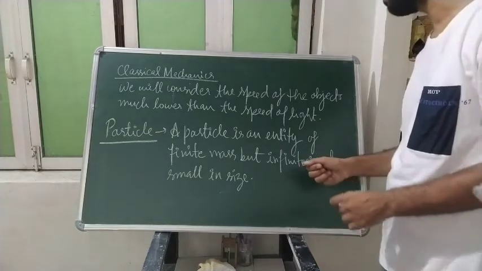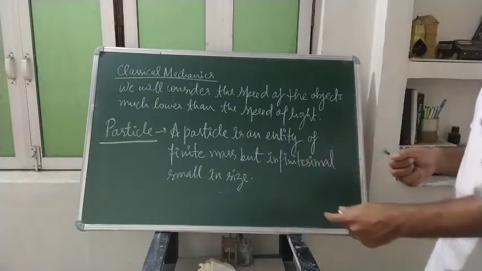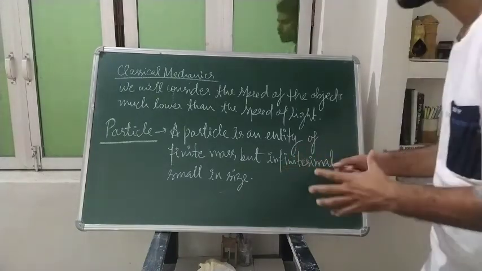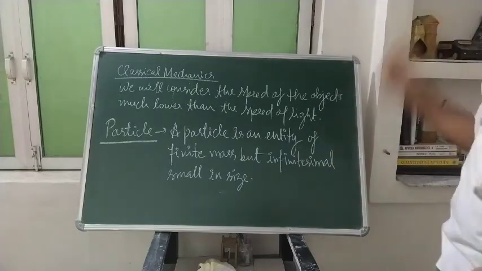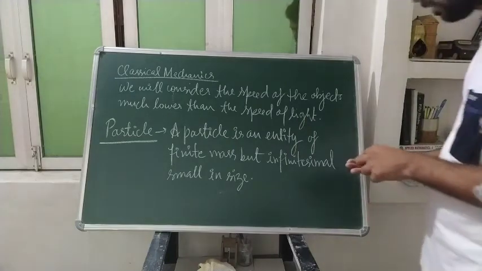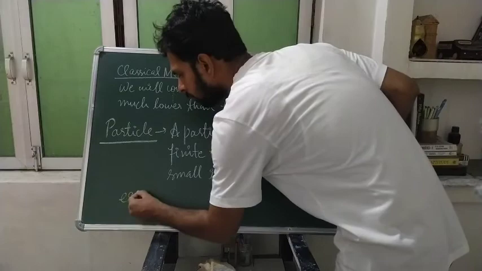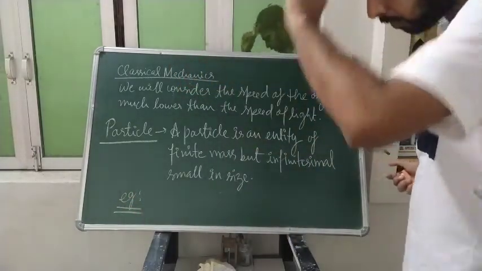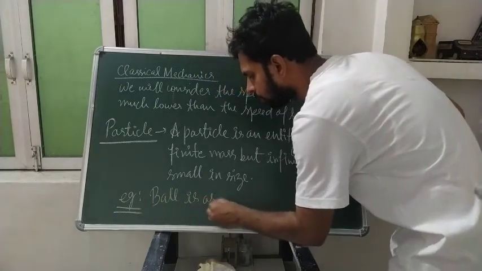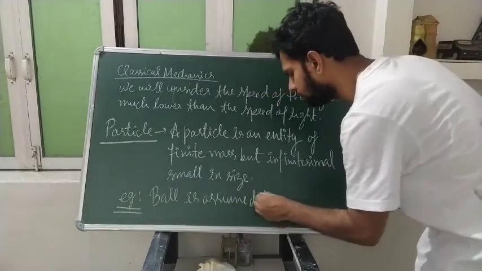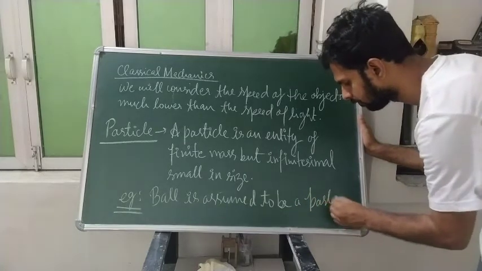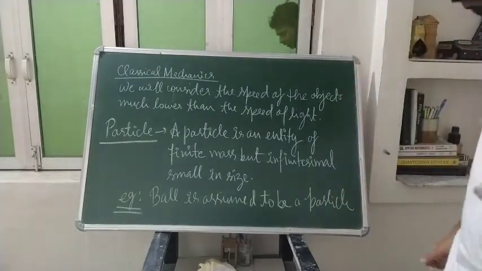So a particle is an entity of finite mass, but it will have infinitesimally small size that we will consider as our particle in classical mechanics. We can have the example that a ball is assumed to be a particle.